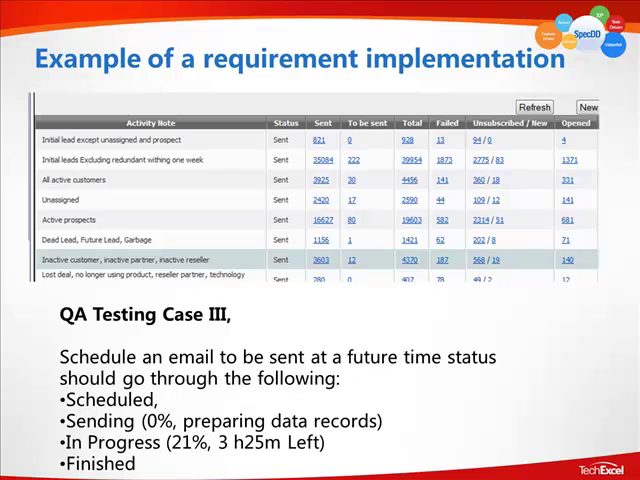And in their third scenario, they set an email to be sent in the future. Now, these should have a scheduled status, which seemed to be a new status that needed to be added onto the existing ones. So instead of just sending, in progress, and finished, QA discovered that they needed a scheduled state.